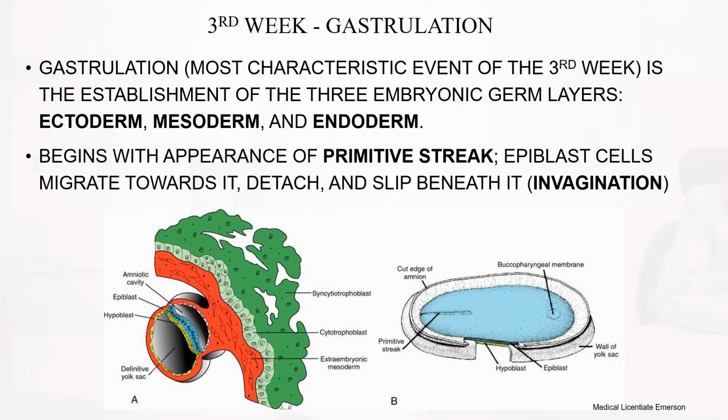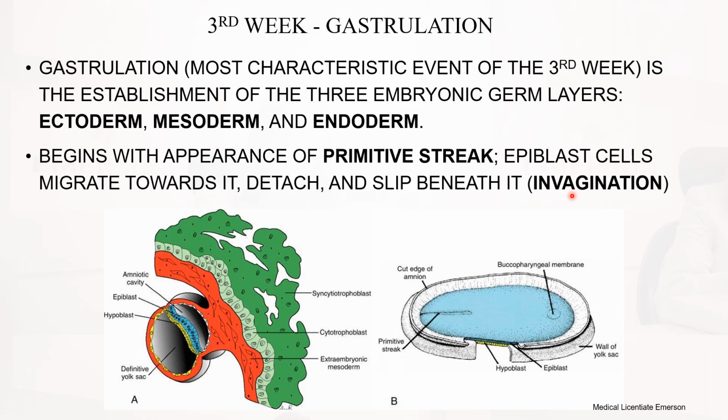Okay, so third week. In the third week, there is what we call the most characteristic event of the third week, which is gastrulation. Gastrulation is the establishment of the three embryonic germ layers, specifically the ectoderm, the mesoderm, and the endoderm. This begins with the appearance of the primitive streak, where the epiblast cells migrate towards it, detach and slip beneath it. This is what we call invagination.